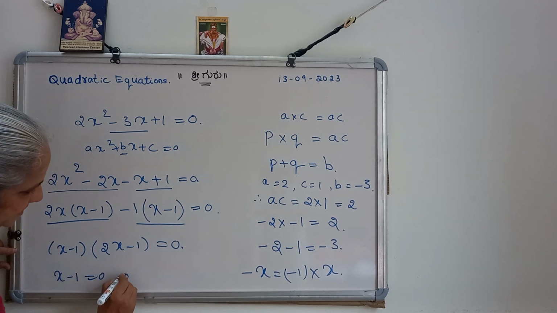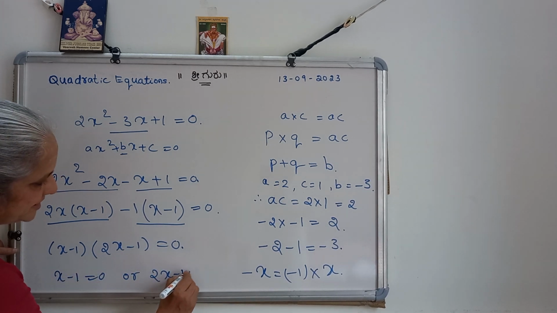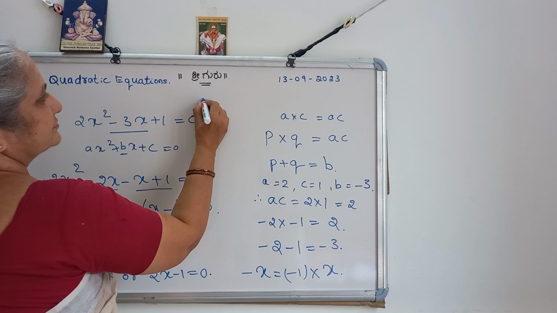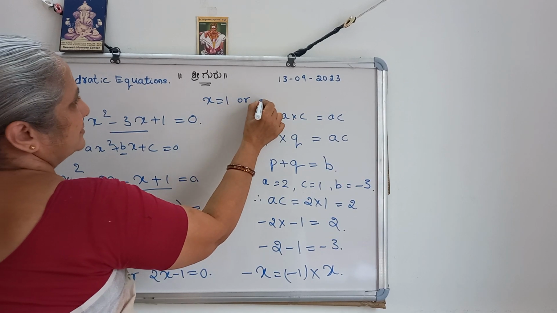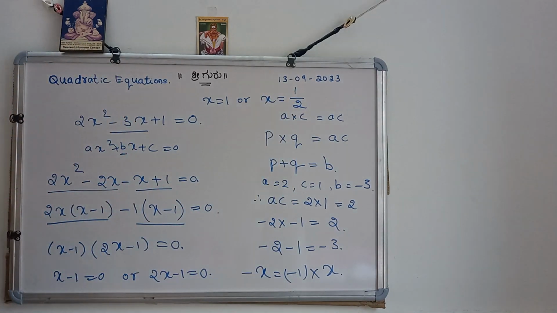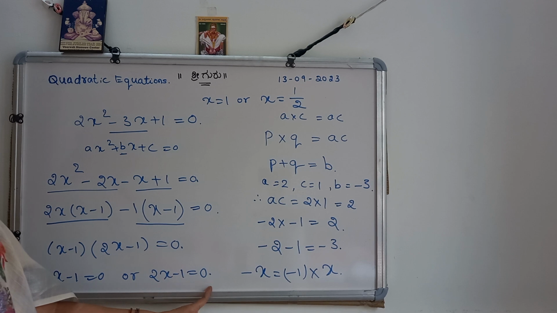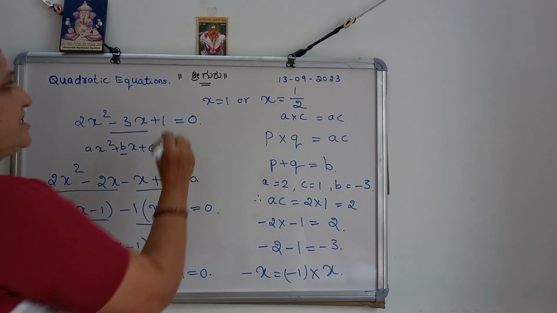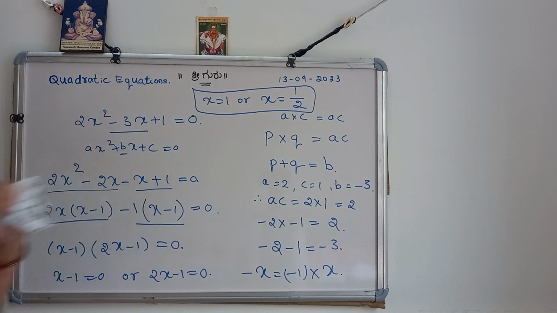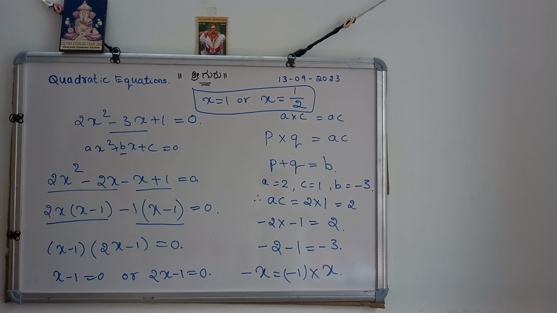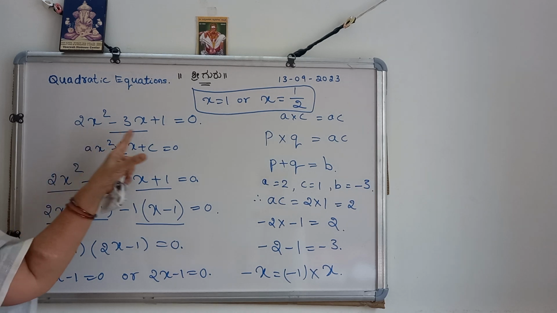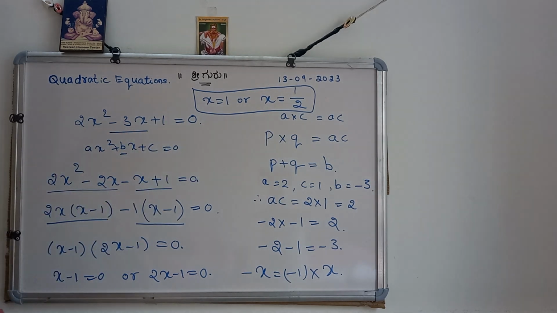x minus 1 is equal to 0 or 2x minus 1 is equal to 0, which gives us x is equal to 1 or x is equal to 1 upon 2. And you know how to solve the simple equations in one variable. Solving these two, we get the answers as x is equal to 1 or x is equal to 1 by 2. And we know that a quadratic equation has two distinct roots, that is 1 and 1 by 2.